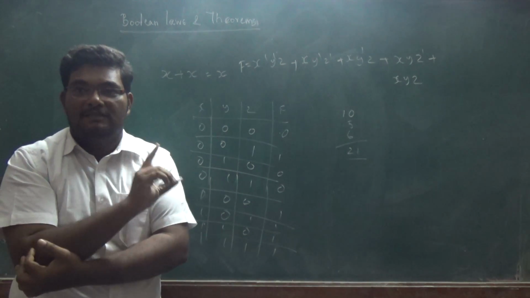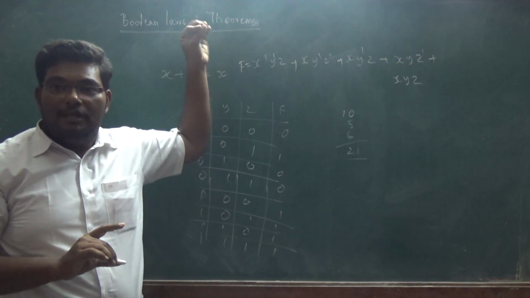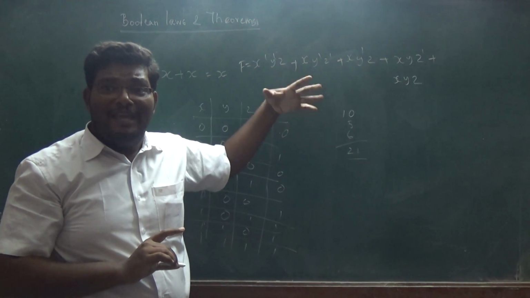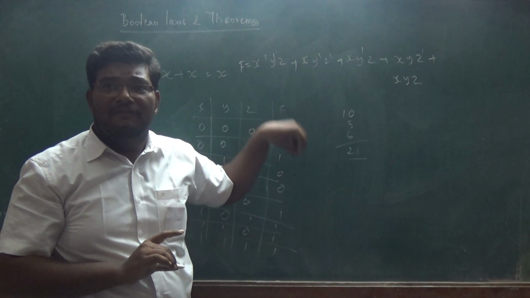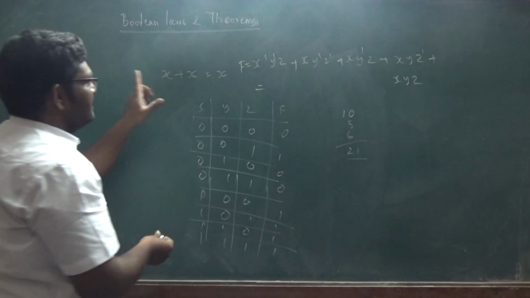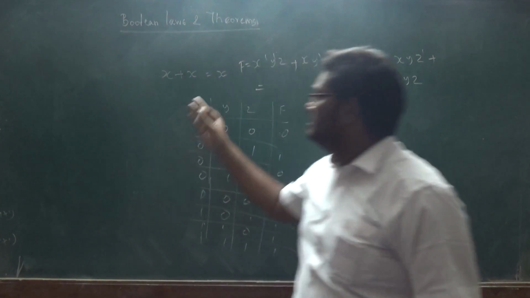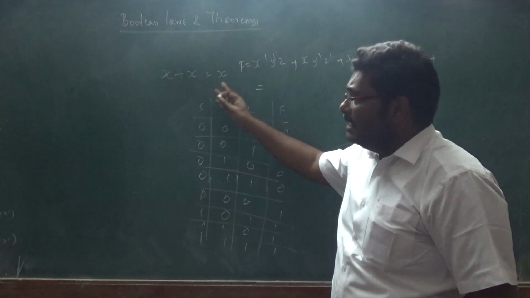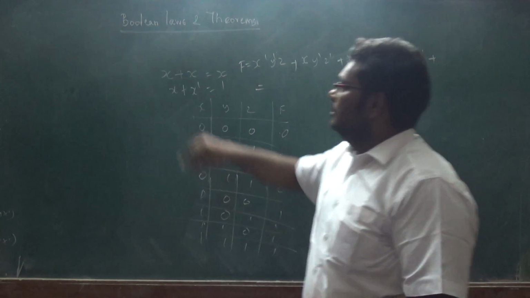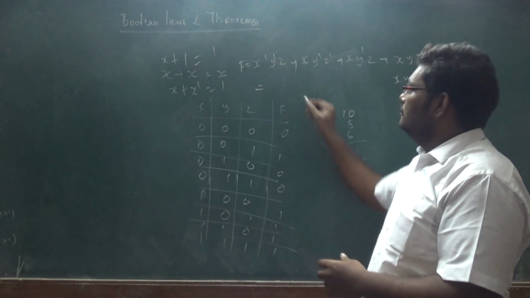How can we reduce the 21 gates? That is the concept of Boolean theorems and laws. We use the Boolean theorems, laws, and postulates to minimize or simplify the Boolean expressions. Now take the examples. Boolean theorem 1 is x plus x equals x, and another theorem is x plus x dash equals 1. Theorem 2 is x plus 1 equals 1. Now how can we reduce this?